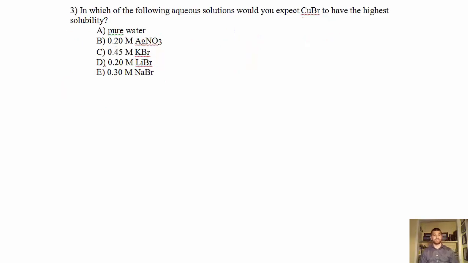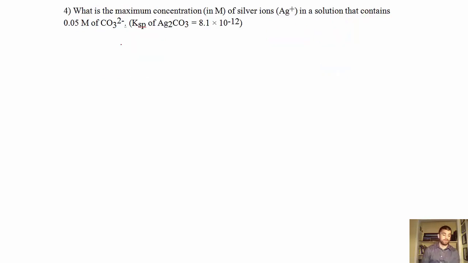Now, the next question is a little bit easier. Which of the following would you expect to have the highest solubility? So that means, if we got Cu⁺ and Br⁻, we want the least amount of Cu⁺ and the least amount of Br⁻ in that solution, because that means we have less common ions competing for solubility. Think of it that way. Well, pure water, you can't get lower than 0. So pure water would have the highest solubility, right?